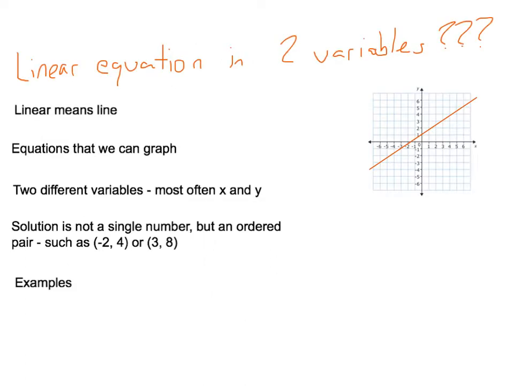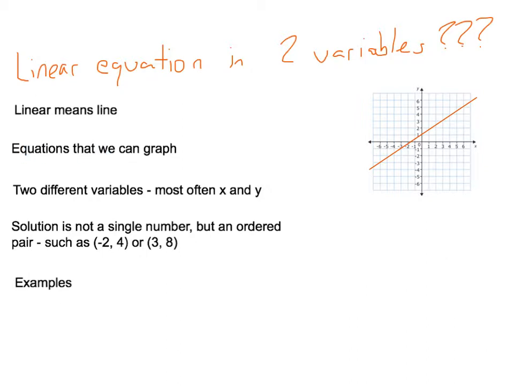Alright, linear equations in two variables. What in the world does that even mean? Okay, well, let's break it down. We have linear first. Well, linear means line, okay? And these linear equations in two variables, well, they are going to be graphable equations.